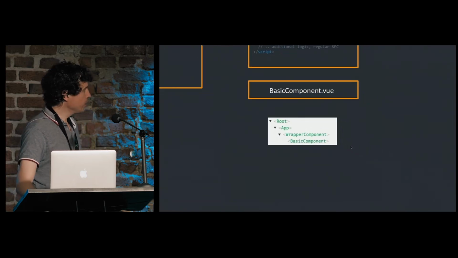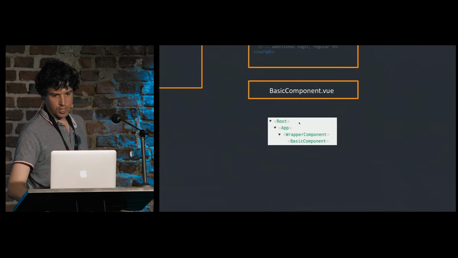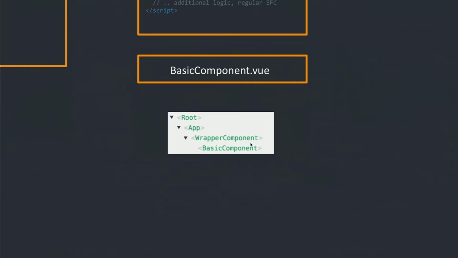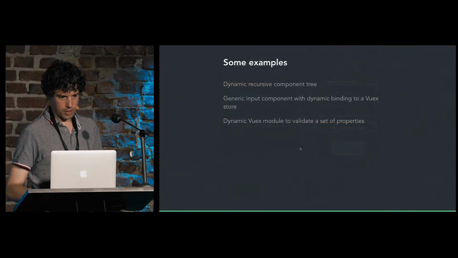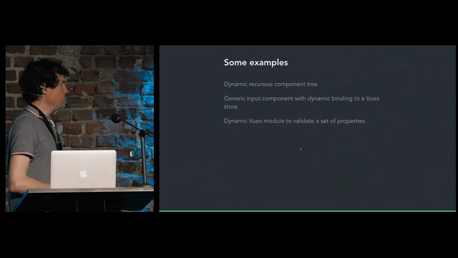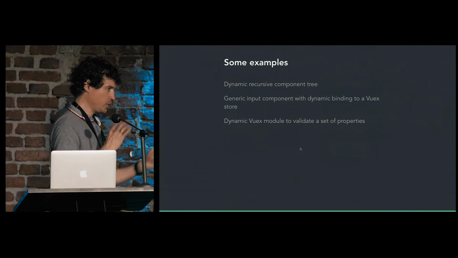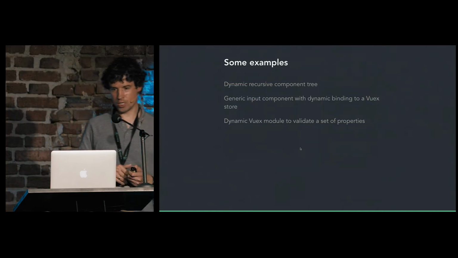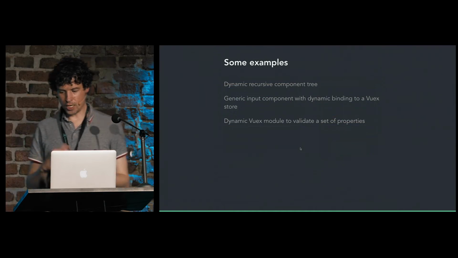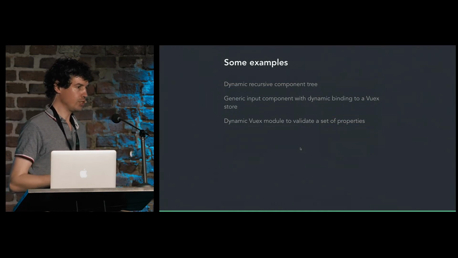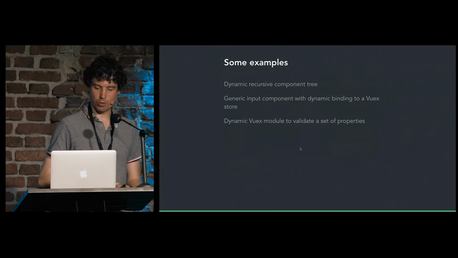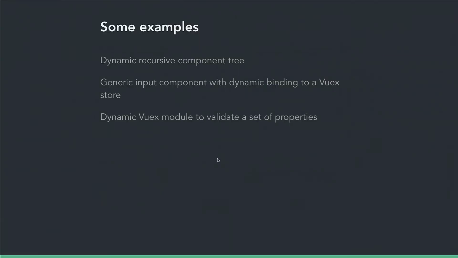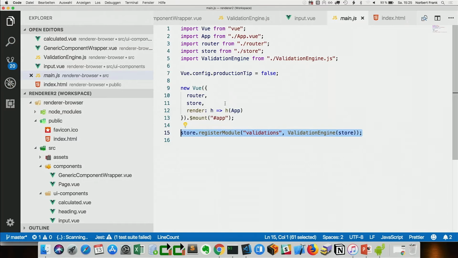And at runtime, the component tree looks the same as the previous example. We have this wrapper component, which just wraps our basic component. So let's have a look at some examples how you can use this tool set for some dynamic features. These are just examples to give you an idea how Vue works, and you can have a look at these examples later on. They are also in the repository.